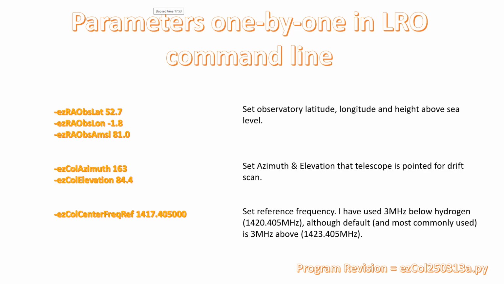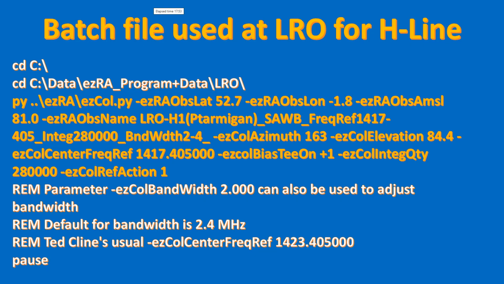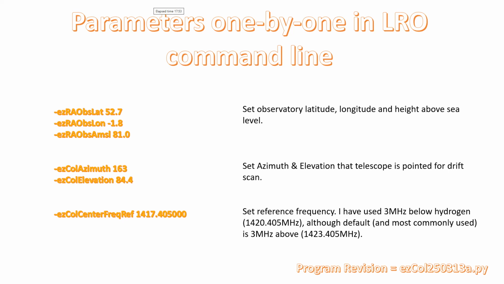So if we look at this one by one, just go back a second. Looking at the beginning of that yellow line, you've got py, easy ra, easy col.py. That's the bit that, first of all, takes you back to the relevant folder where EasyCol is located, and then runs the EasyCol program. So these are various parameters going one by one. EasyRA obslat, long and AMSL set the latitude, the longitude, and the height above sea level.